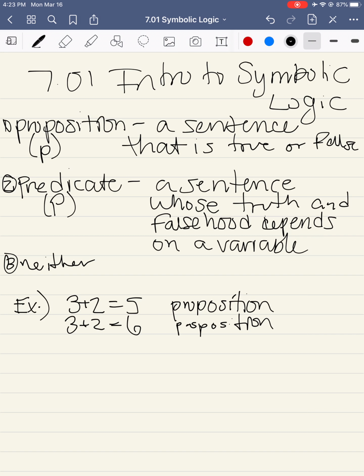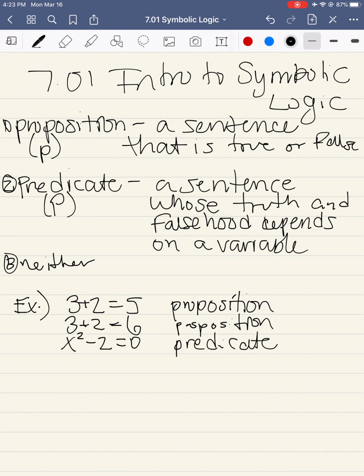Something that you might look at in terms of a variable is if I have this statement x squared minus 2 is equal to 0. This could be true, it could be false, but it depends on what x is. If I say x is 2, well, then 2 squared minus 2 is not equal to 0, and that would make it a false statement. But it's dependent on what x is. So this is an example of a predicate.